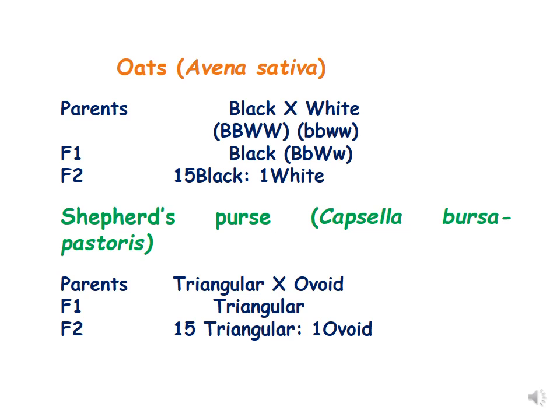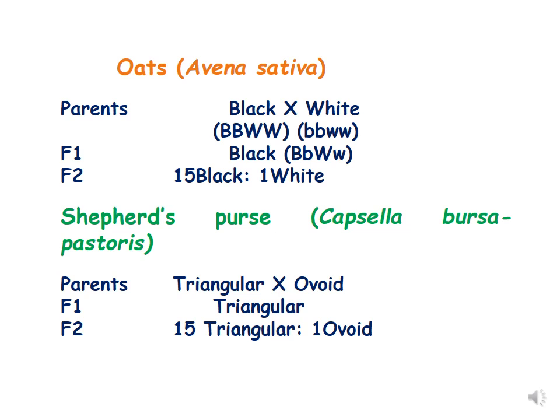Now, in oats or Avena sativa, the plants with black colored and white colored parents were crossed, and in F1 only black colored progeny was observed. So from this it was concluded that probably black is dominant over white and the color is controlled by one pair of genes. But when F1 were selfed, in F2, a 15 black to 1 white ratio was observed, and this was a modification of the dihybrid ratio because 15 plus 1 is 16. So it was concluded that this is a modified dihybrid ratio.